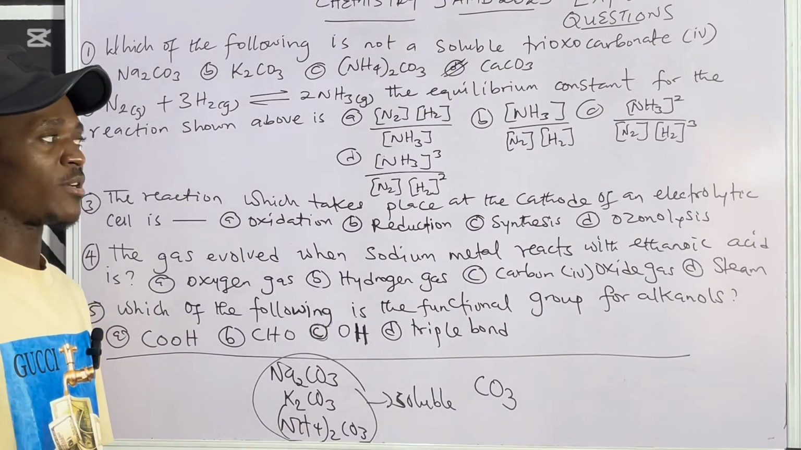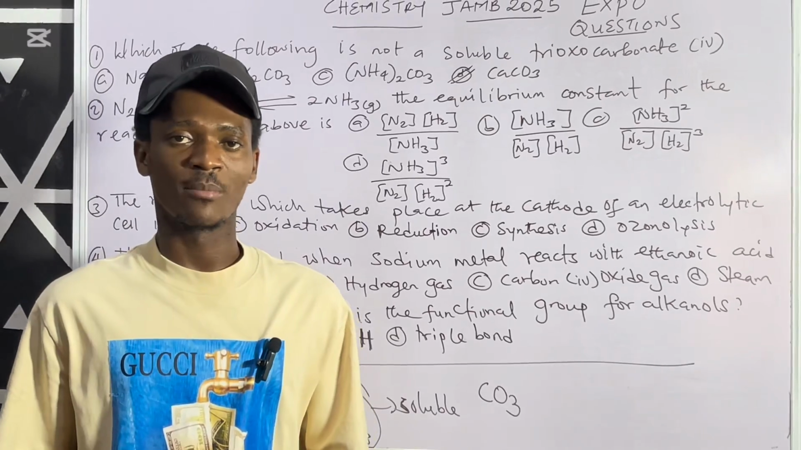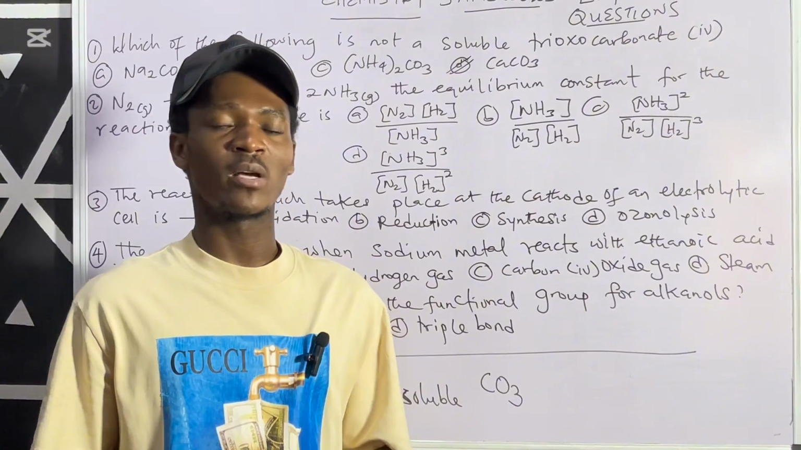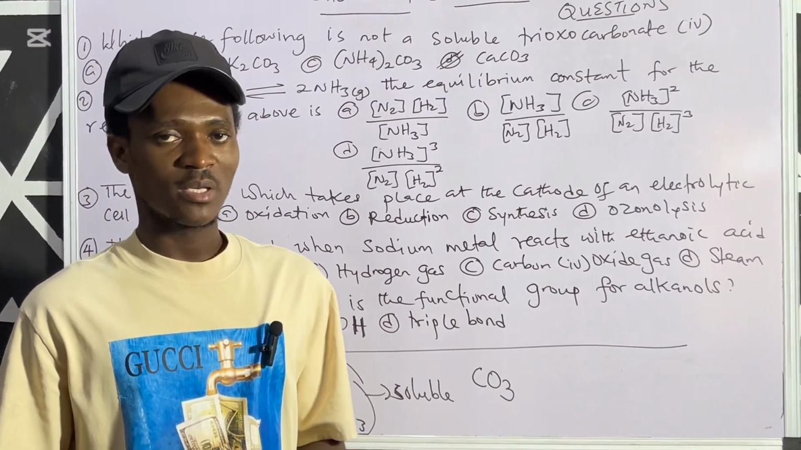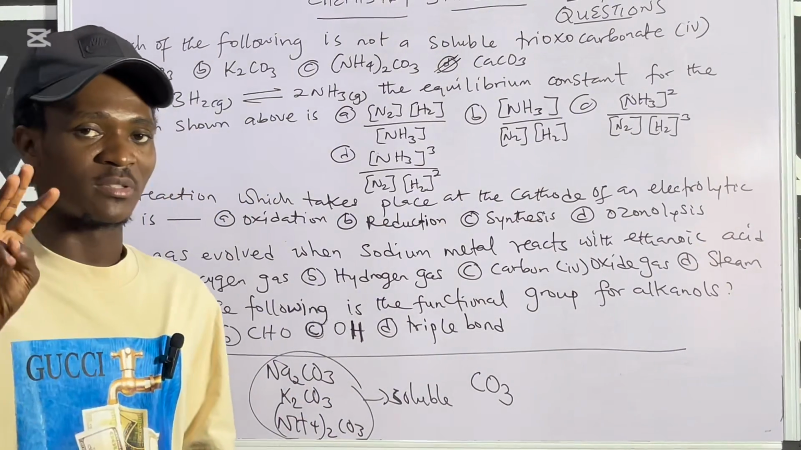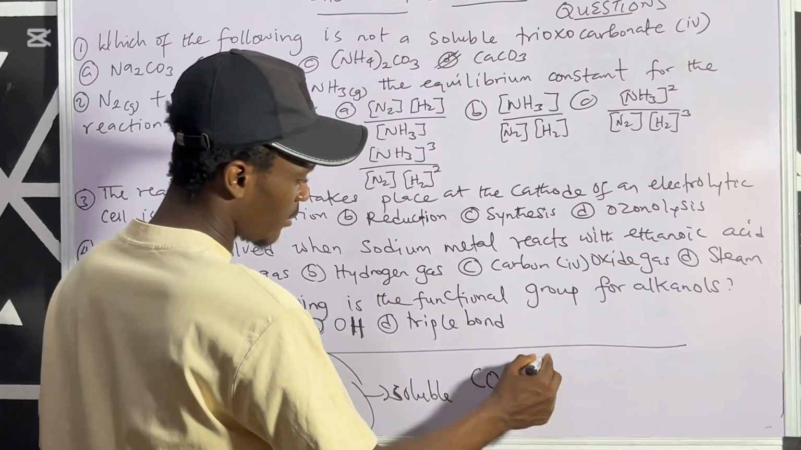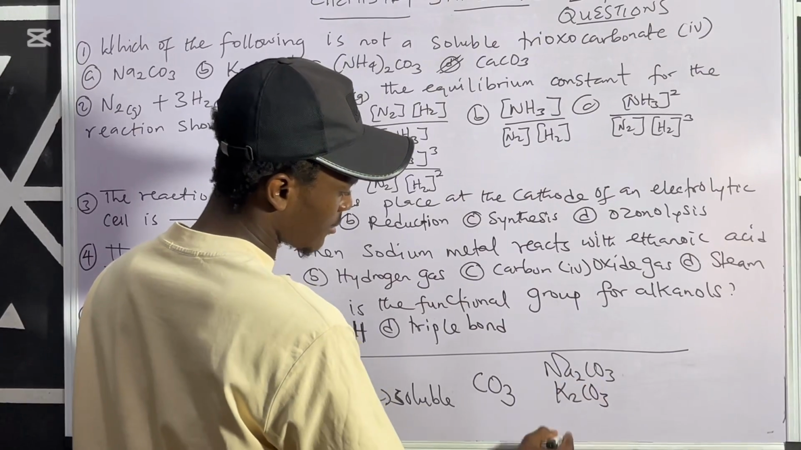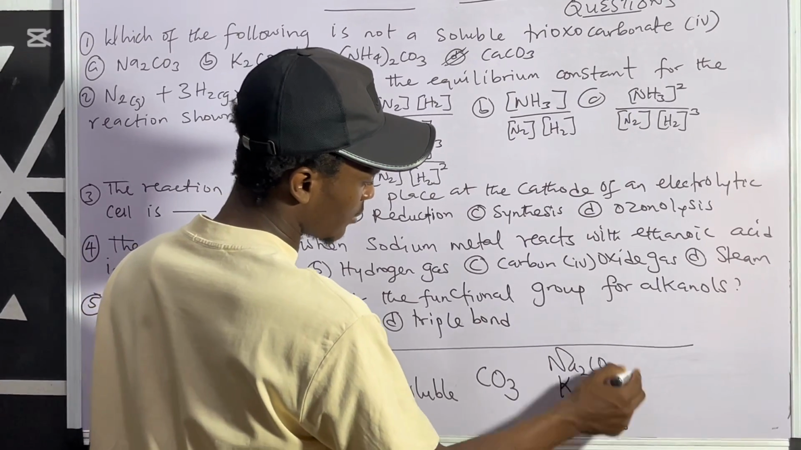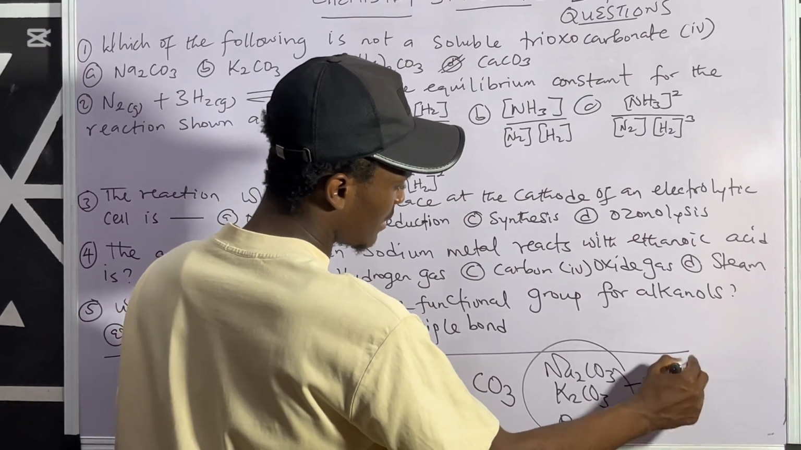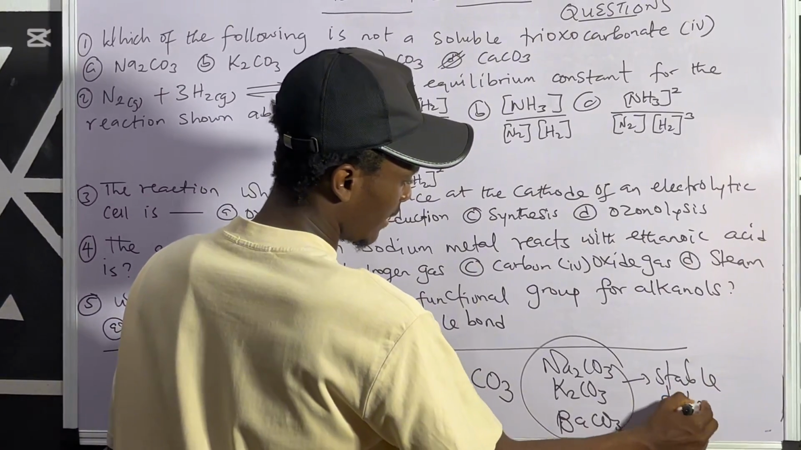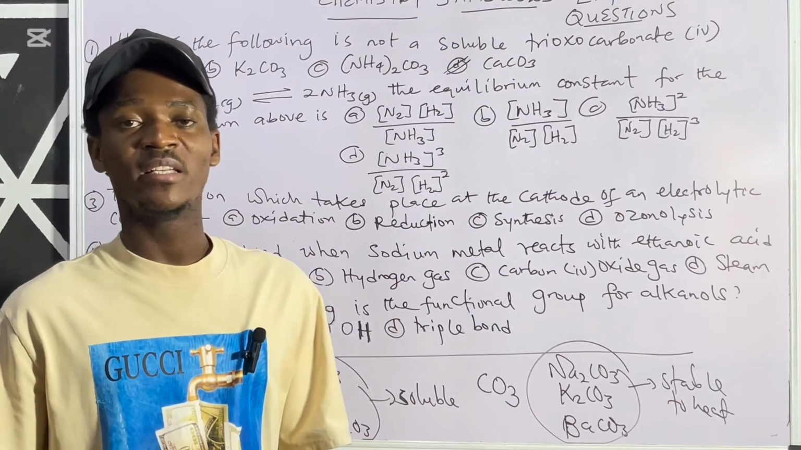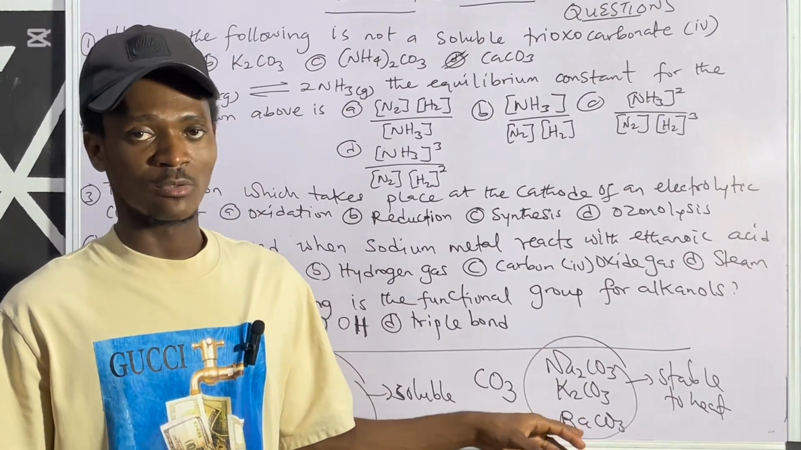And again, they might bring a question on which of the trioxocarbonates are stable to heat. When I say stable to heat, I'm referring to those compounds that when heated, do not get decomposed. And among the trioxocarbonates, there are also 3 that are stable. And what are they? We have sodium carbonate, potassium carbonate, as well as barium carbonate. So these are the 3 that are stable to heat, meaning that when you apply heat on them, they do not get decomposed, while the others decompose upon heat application. So you should also take note of that.